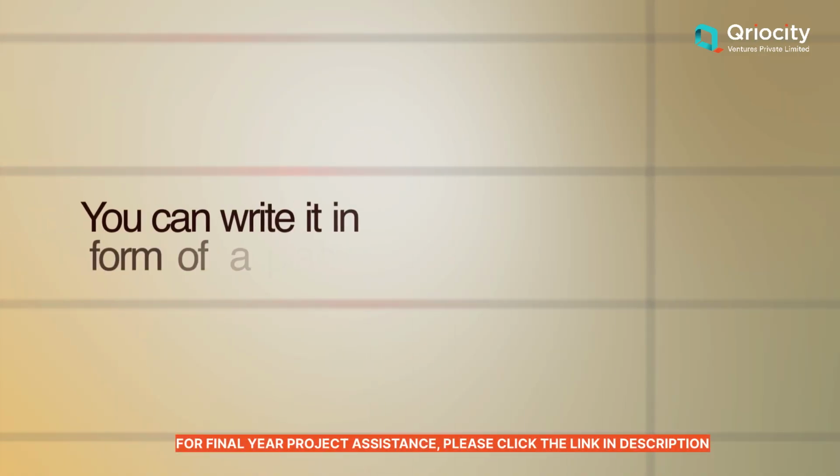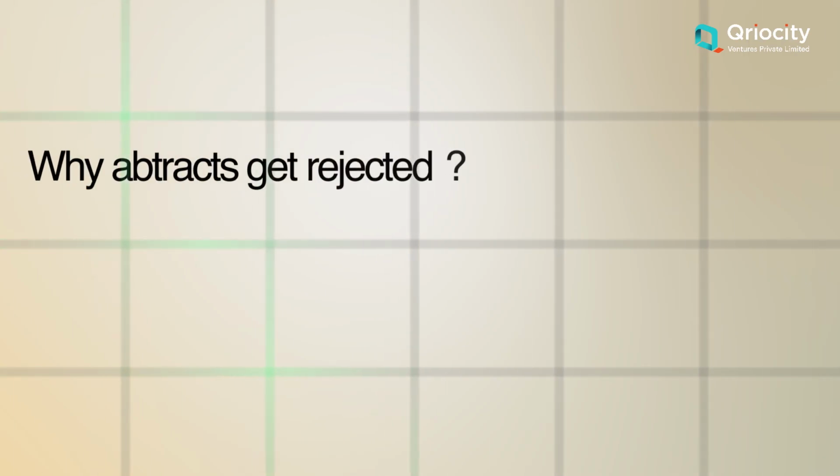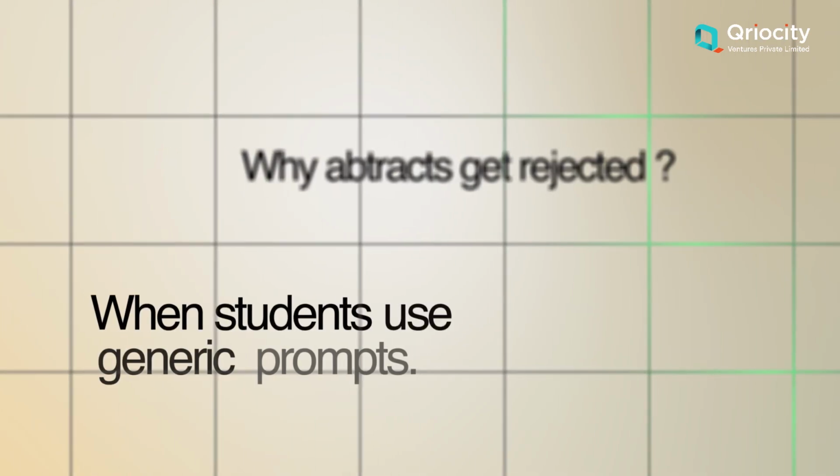I will show you how you can prepare the inputs, then how you can feed that input to ChatGPT, and how exactly you can prepare a proposal style abstract. In that way, you do not have to write it as if you have already completed building those features. You can write it in form of a plan, and that is the exact kind of abstract that gets selected by faculties easily. Let's first understand why abstracts get rejected when students use generic prompts.